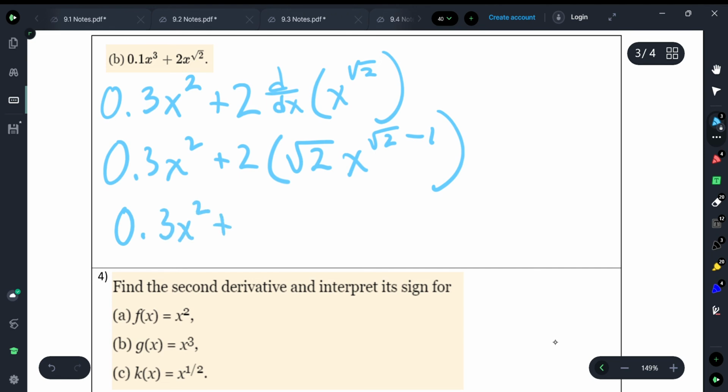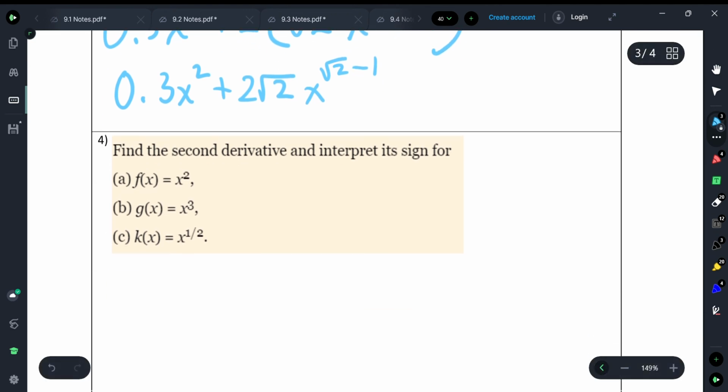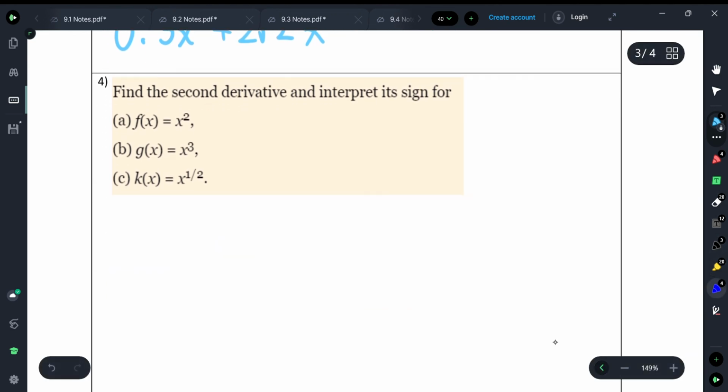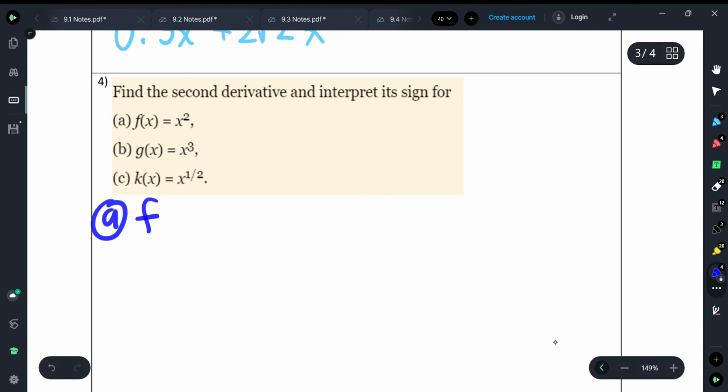This is going to multiply to 2 root 2 x root 2 minus 1, since you cannot simplify that anymore. All right. Cool. Let's go with our second derivative. Now, all a second derivative is the derivative of the first derivative. If you want to take the third derivative, you take the derivative of the second. All right, cool. Pretty straightforward.